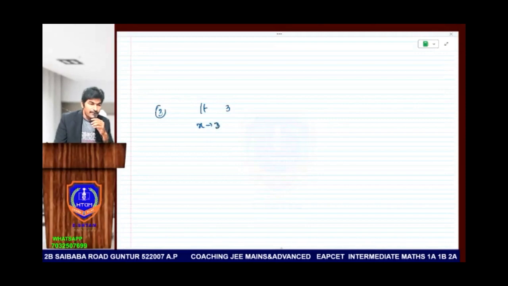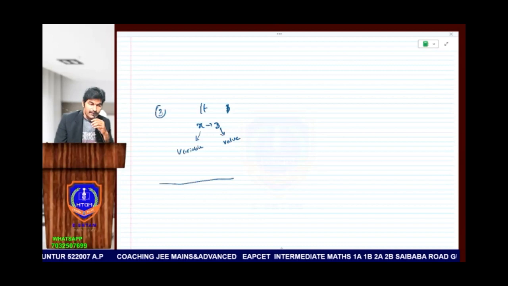x is tending to 3 and 1 was given. Here it is called variable. Here it is called value. If you observe the graph, for example, this is the x-axis and y-axis. The x value is tending to 3. Where is it located? The value of 3 on the x-axis, somewhere like this, right?